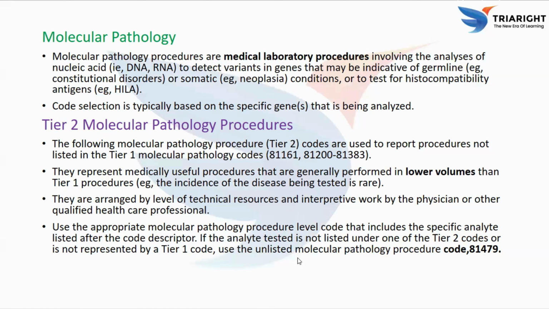So germline versus somatic testing. Germline includes samples like blood and saliva. The purpose of germline testing is inherited disease risk. The purpose of somatic is cancer treatment decisions, and the sample source is the tumor tissue. Coding is still based upon the type of gene, not whether it's germline or somatic. So these are the guidelines for molecular pathology: the Tier 1 molecular pathology procedures and Tier 2 molecular pathology procedures.